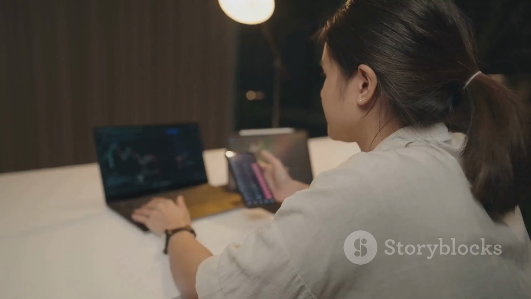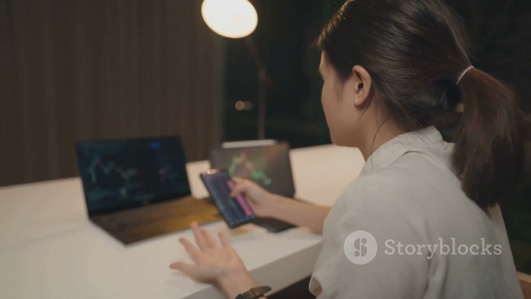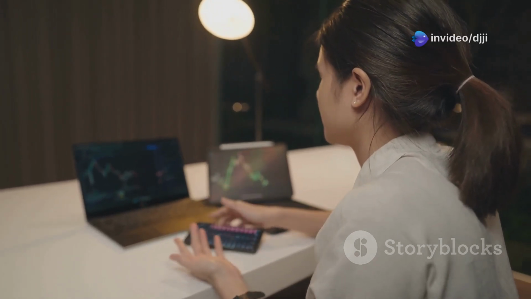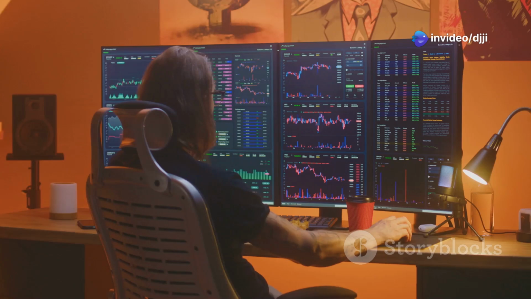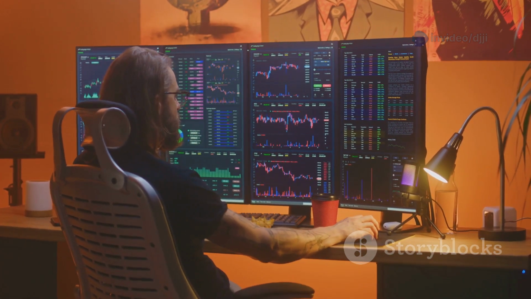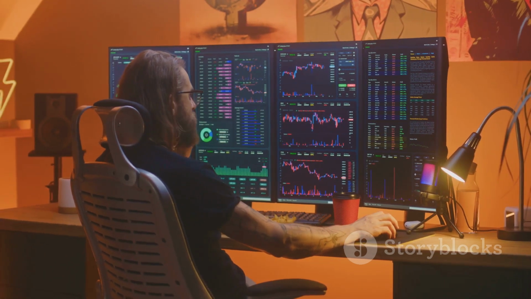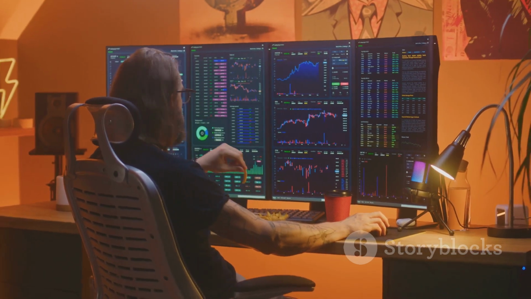Hedge funds. Risk. Hedge funds are known for taking higher risks with their investment strategies to potentially achieve higher returns. Investment strategies. They employ a variety of strategies including short selling, derivatives, leverage, and investments in non-traditional assets like currencies, real estate, or emerging themes.